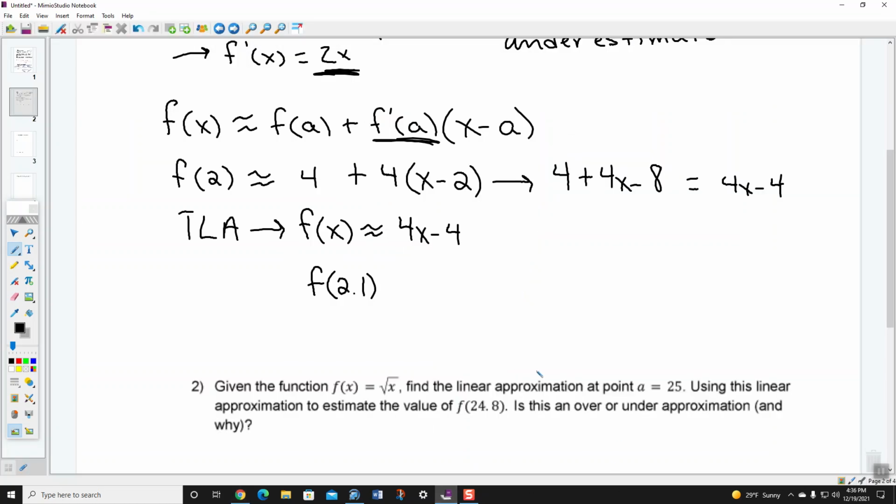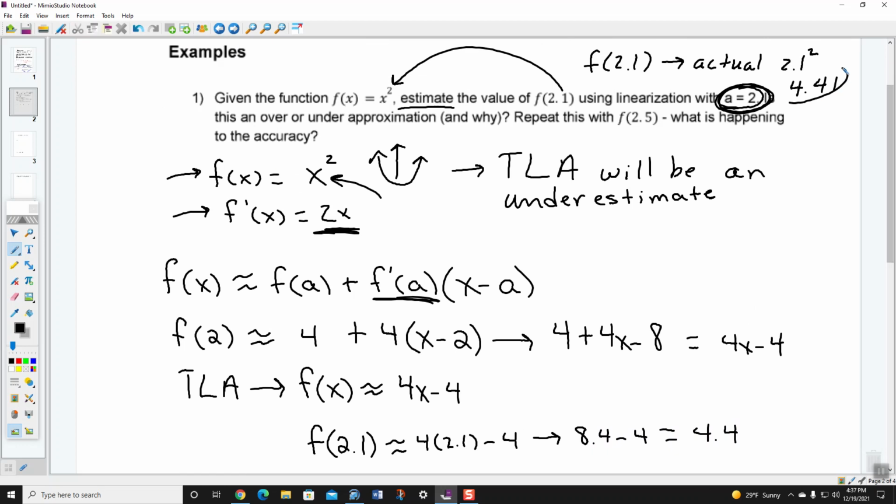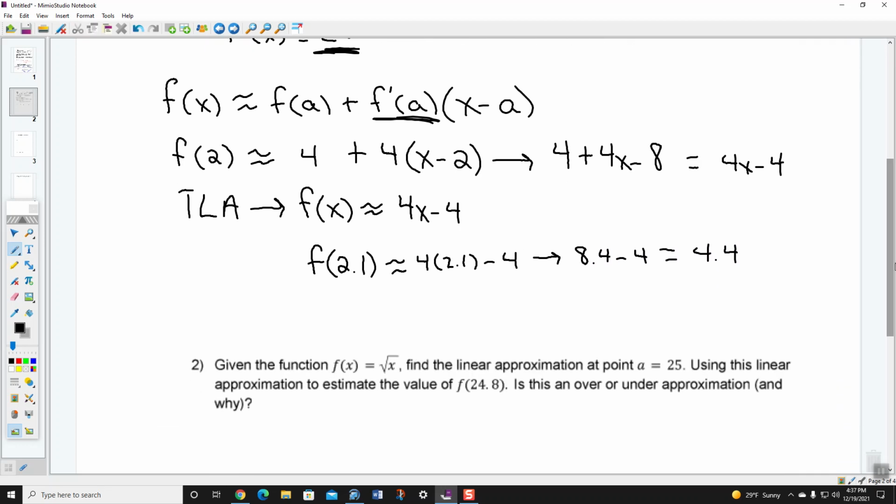So, back to this example right here, guys. If I look at f of 2.1, this becomes approximately 4 times 2.1 minus 4, which is the same as 8.4. That's what 4 times 2.1 is, minus 4. We get an approximation of 4.4. Kids, relative to what we knew we were going to get, 4.41, the estimate at 2.1 was 4.4. We are very close. Okay?